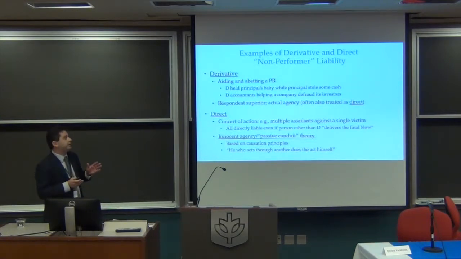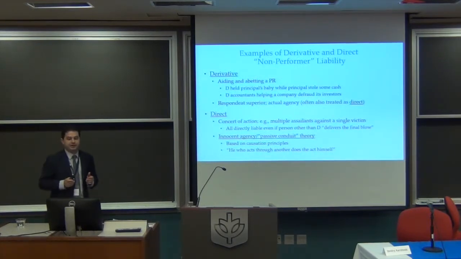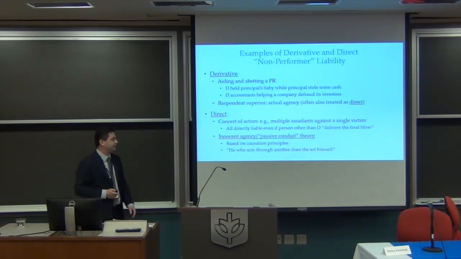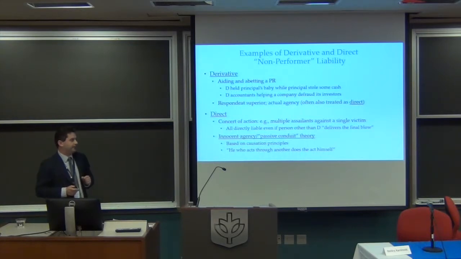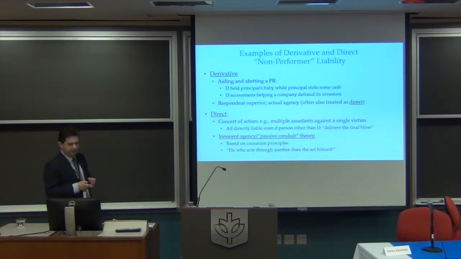So for direct theories for non-performers, one, the one that the Federal Circuit appears to be ready to adopt, is concert of action. With multiple assailants against a single victim, it doesn't matter who delivered the final blow, they're all principals, all guilty as principals. And then this area of imputing liability or imputing acts that I'll focus on is this innocent agency or passive conduit theory, where the intermediate, the performer, is like a tool or a hammer, some passive actor that has no idea what's happening, and that person's act is imputed directly to the defendant.